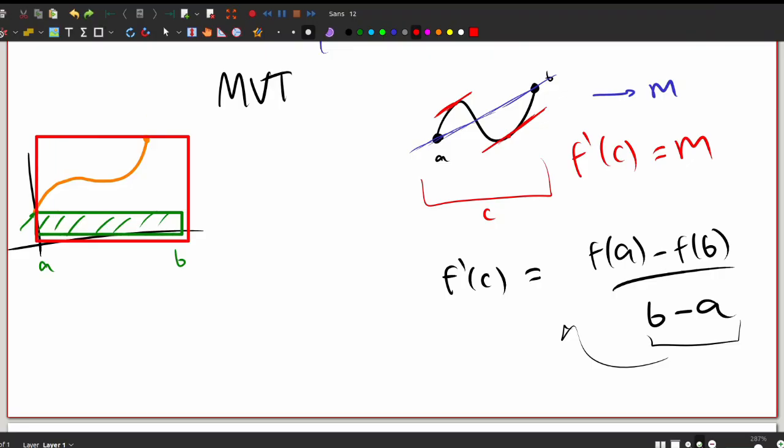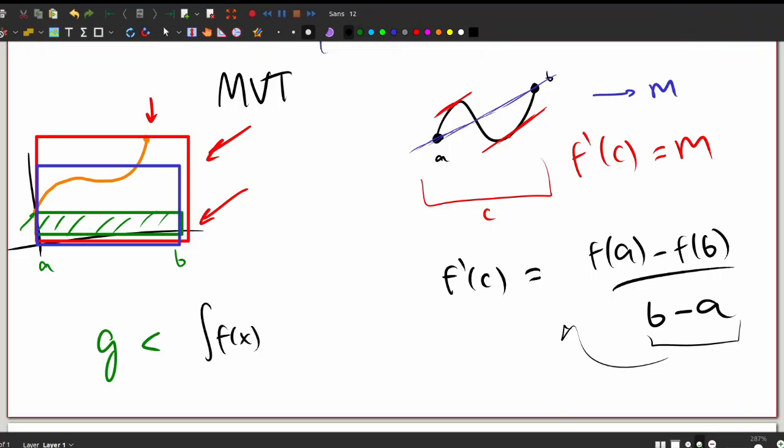We know this because the red rectangle was obtained by taking the maximum value of the function and multiplying that by the range. Because this function is continuous along this interval, we know that in between the green rectangle and the red rectangle, there has to be some rectangle where the area is equal to the integral. And let's write out what this means. We know that green has to be less than the actual integral of f of x from a to b, which has to be less than the red. And therefore, there has to be some value in between the green and red that's equal to this integral.